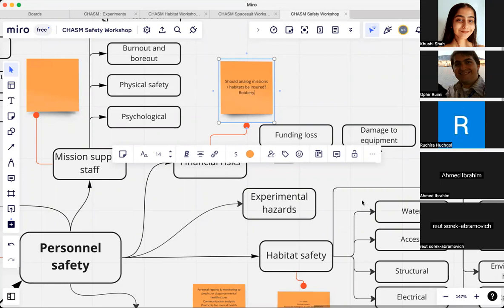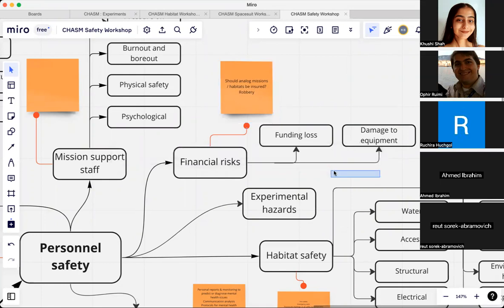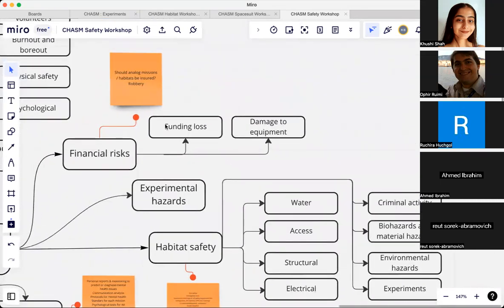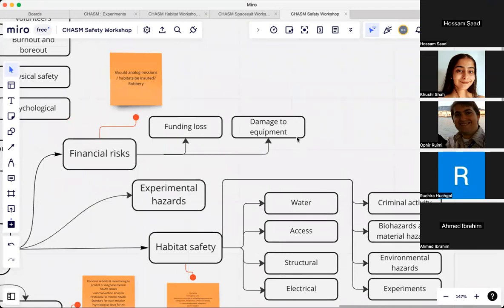And welcome, Raut. Welcome. So that ties in a little bit with our criminal activity here, that we have to protect ourselves against.